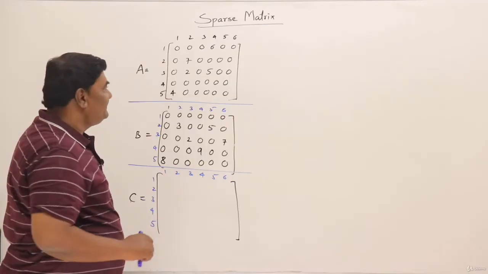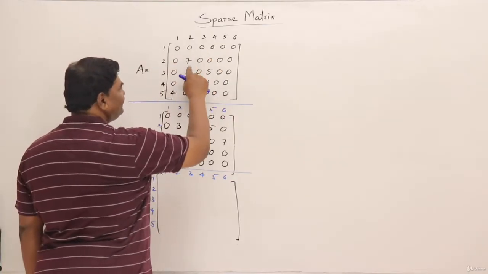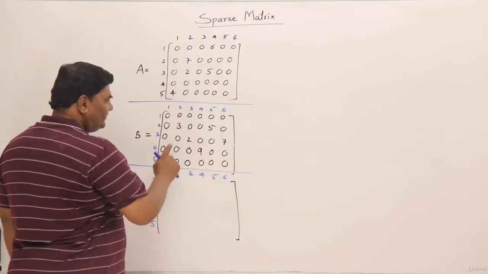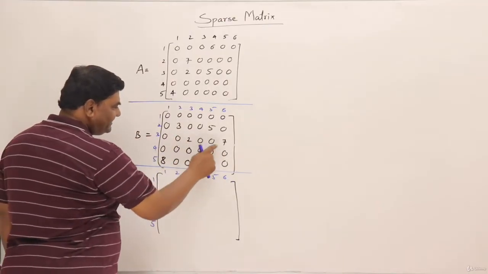Now what are the non-zero elements in the first matrix? 6, 7, 2, 5 and 4. And the non-zero elements in the second are 3, 5, 2, 7, 9, 8.